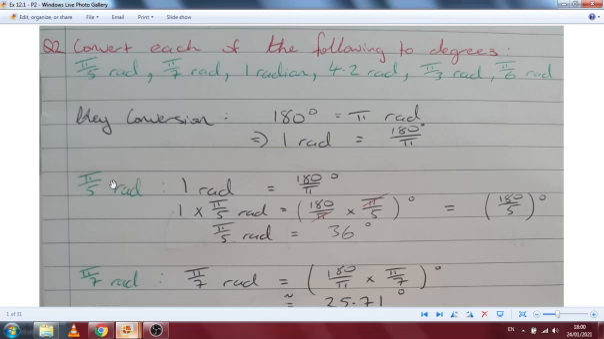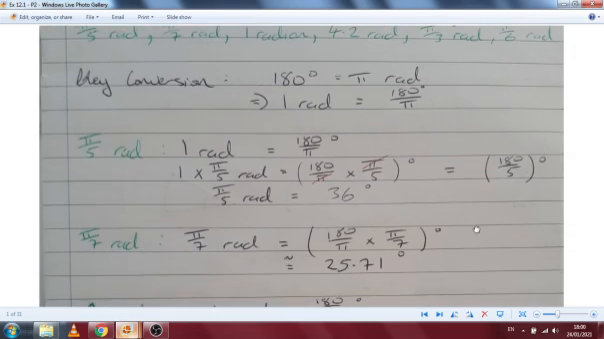So 1 by pi over 5 is pi over 5, and 180 multiplied by pi over 5 is what it is in degrees. This is easy because we can cancel both pi's, so we get 180 over 5, which gives us 36. So pi over 5 radians is equal to 36 degrees. It's not particularly easy to do this in a calculator. You could check your work, but it's something you would need to be able to do in your head.